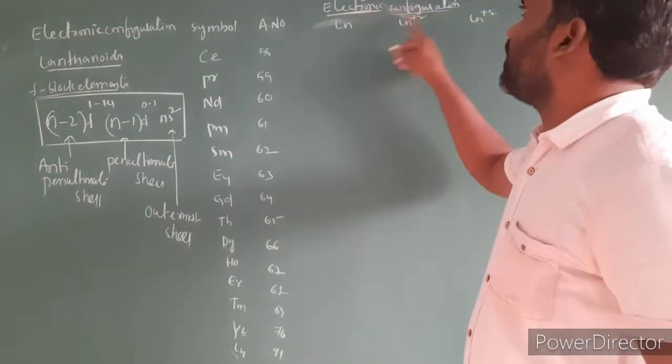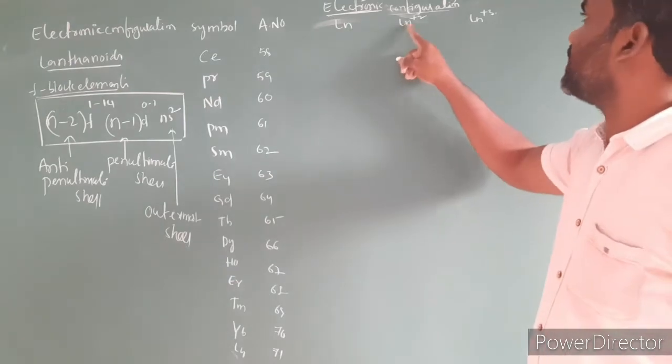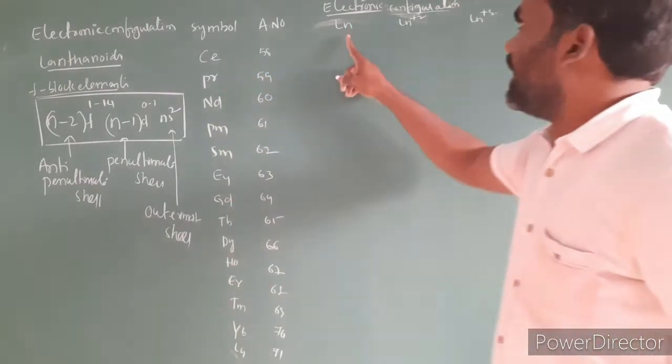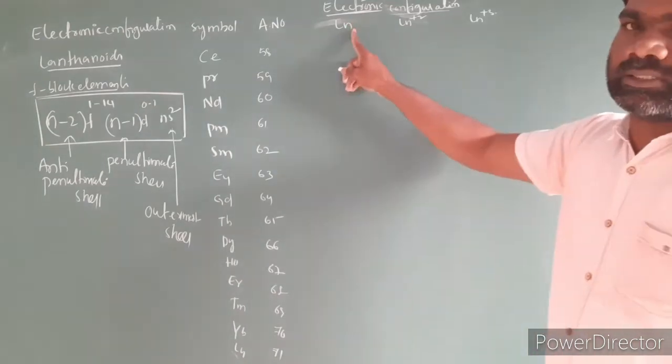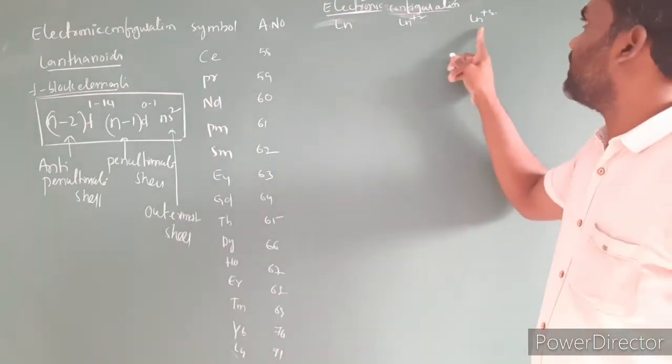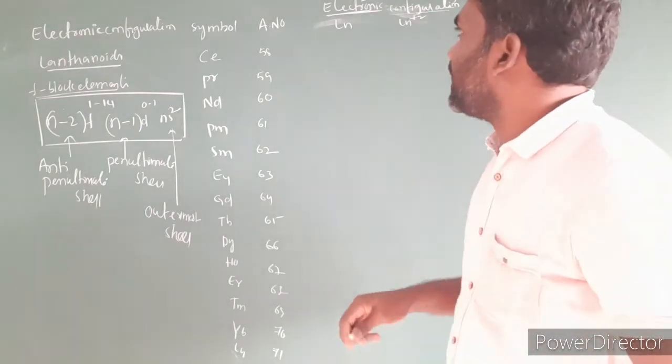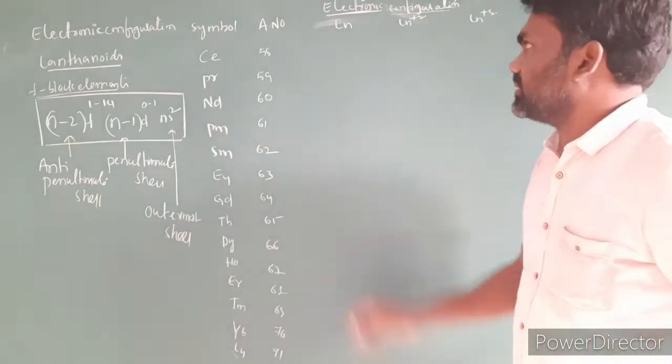Next, the electron configuration of Ln, Ln2+ and Ln3+. We are taking the lanthanide elements. When we take Ln, it means no electrons are lost. Ln3+ means after losing 3 electrons. So in 3 cases we have to get the electronic configuration of these elements.